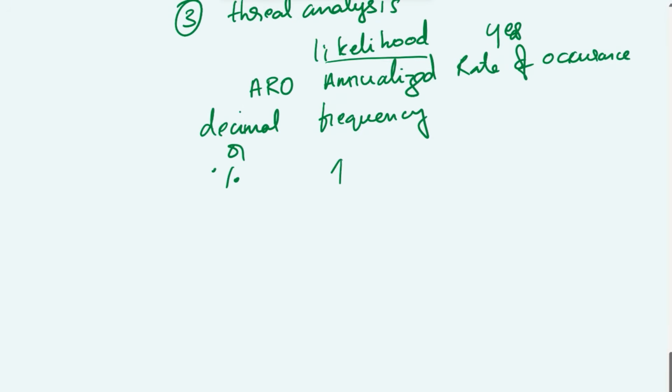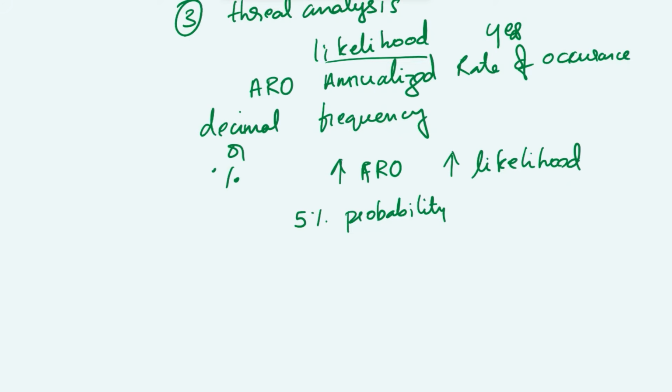A higher ARO represents a higher likelihood of the risk event occurring. We're talking about the risk event occurring more frequently throughout the year, okay? While a lower ARO value suggests a lower probability of the risk event happening. So for example, if there is a 5% probability for a specific risk per year, then ARO is equal to 0.05.